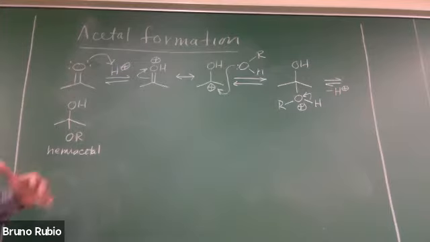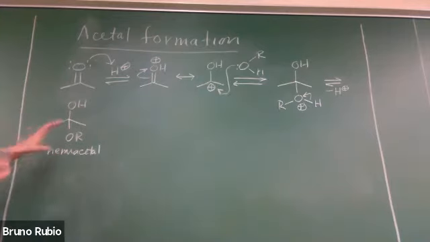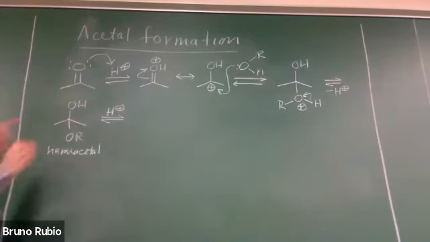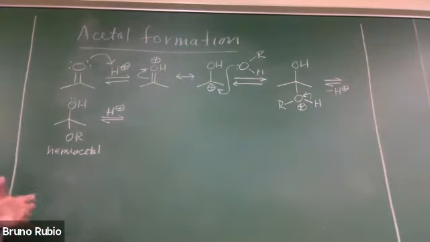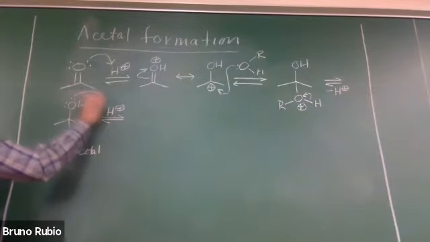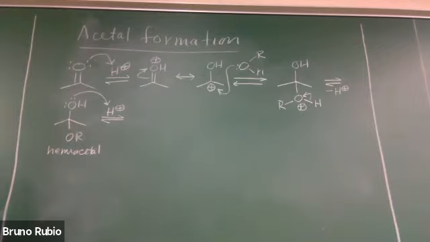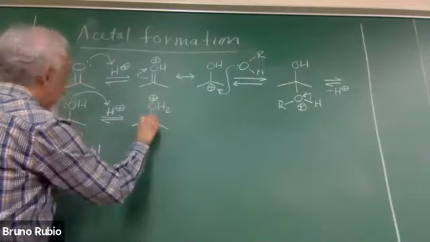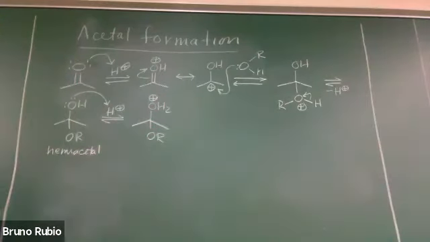Now the next part is going to be new, because this is going to lead to the acetal. The next step is protonation of this OH oxygen, because remember, one of our products when we're forming an acetal is water. So our mechanism has to explain how water is produced. This oxygen atom uses its unshared electron pairs to grab a proton from solution. And that leads to the production of this intermediate, where once again we have a positively charged oxygen.